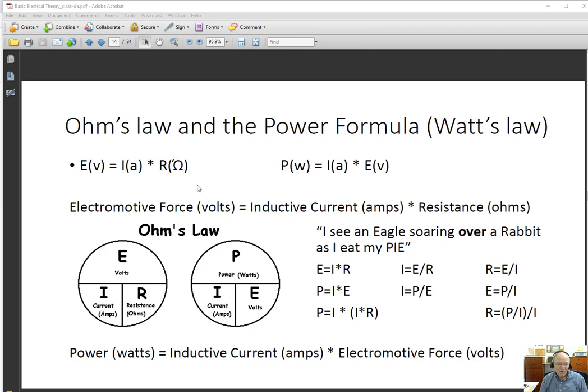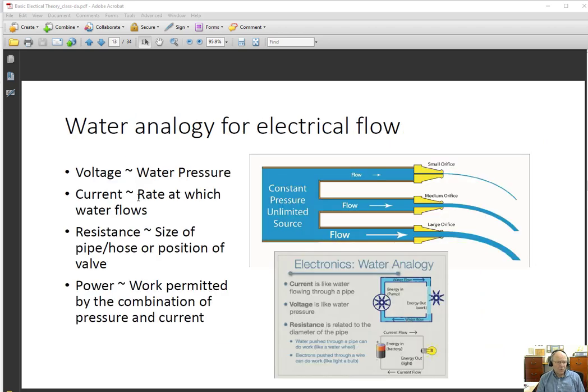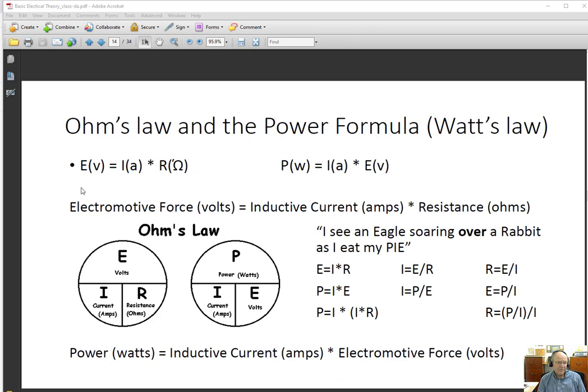But those are just numbers, and you just multiply the two numbers on this side and you get the number on that side. The power formula we'll get to in a minute. This is a relationship among voltage, current, and resistance. Voltage, well, electromotive force, that's why it's the letter E, measured in volts, is equal to inductive current, which is why it's the letter I, measured in amps, times the resistance measured in ohms.